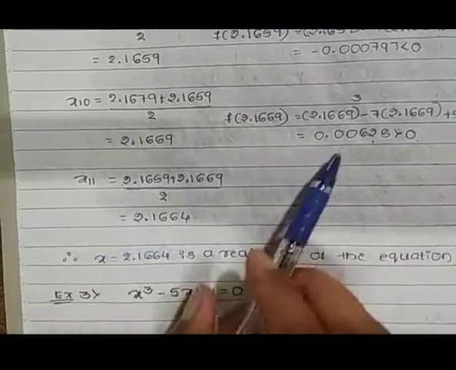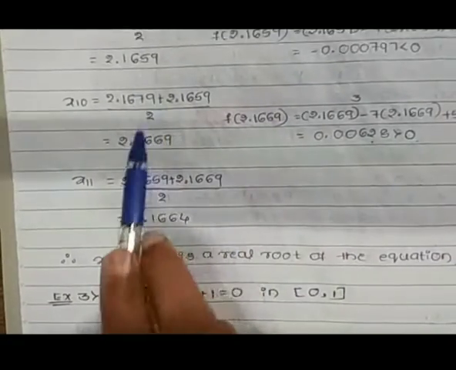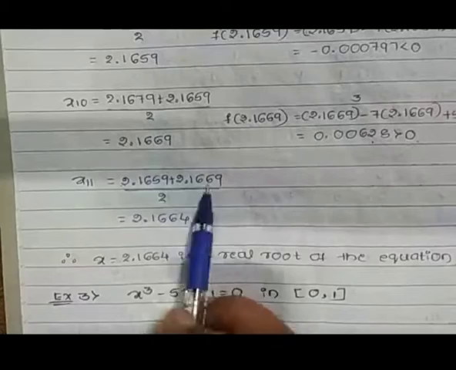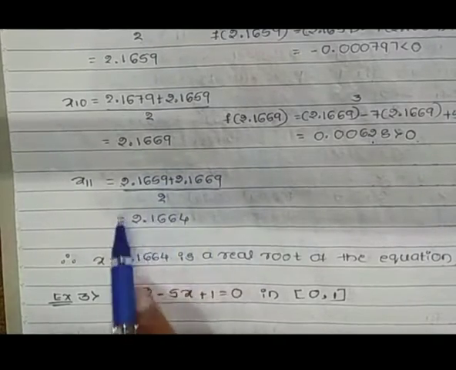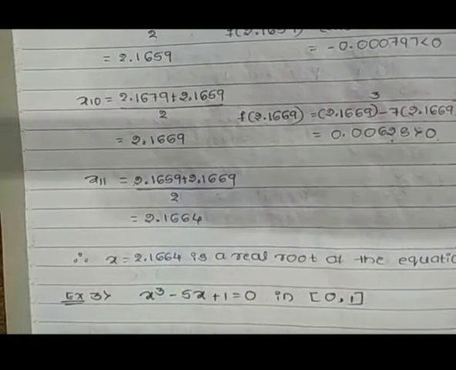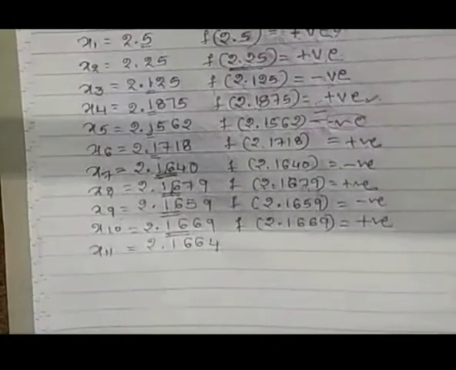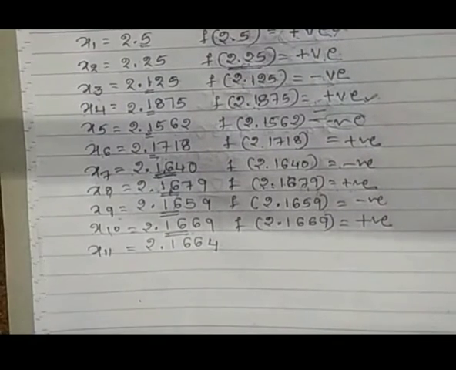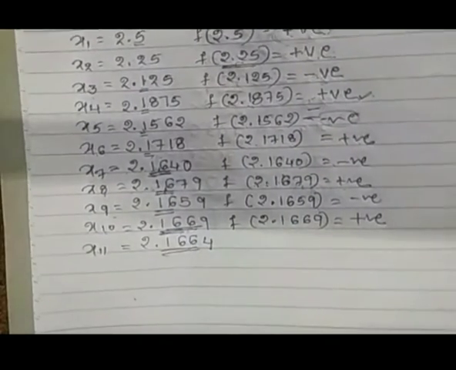So x11 is based on this positive and the previous negative value, that is 2.1669 and 2.1659. Add these two and divide by 2. This is like an average. We are calculating the average here. So dividing by 2 we will get 2.1664. So we are getting here x11 as 2.1664. Now further simplification is not required. We have to stop here, because you can observe three decimal points are the same.